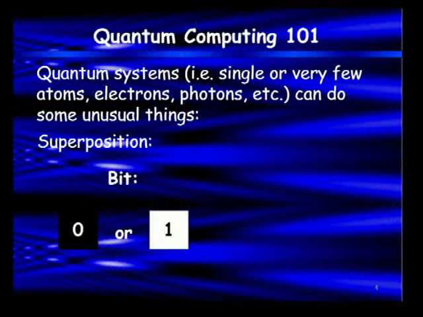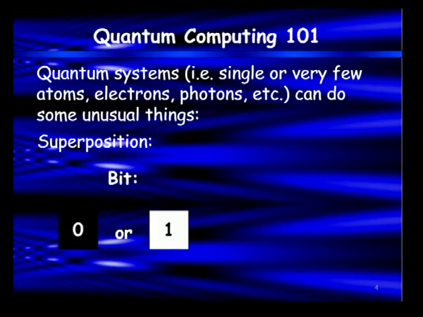Why can we do things that you can't do with a classical computer? That is because in quantum systems, with very few exceptions, those are usually very small systems, like single atoms, few atoms, or electrons, photons, what have you. Things can happen that we'd never see in a macroscopic world. Quantum mechanics allows certain things that are a big no-no in our everyday macroscopic experience.